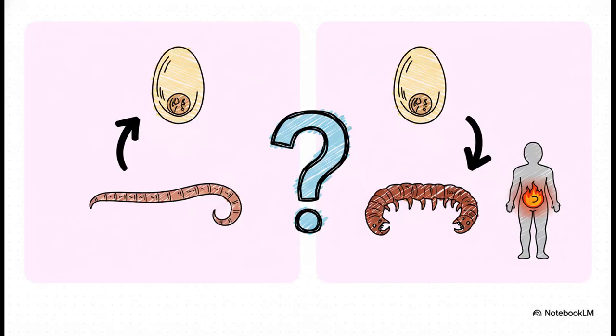Just take a look at this. On the one hand, you have an egg from Necator americanus, and on the other, one from Ancylostoma duodenale. To the naked eye, they're basically identical. You can't tell them apart. But here's the kicker. Ancylostoma is way more pathogenic, so a diagnosis that just says hookworm found is, well, it's incomplete. It's this exact problem, this morphological ambiguity, that forces us to find ways to look beyond just the egg.